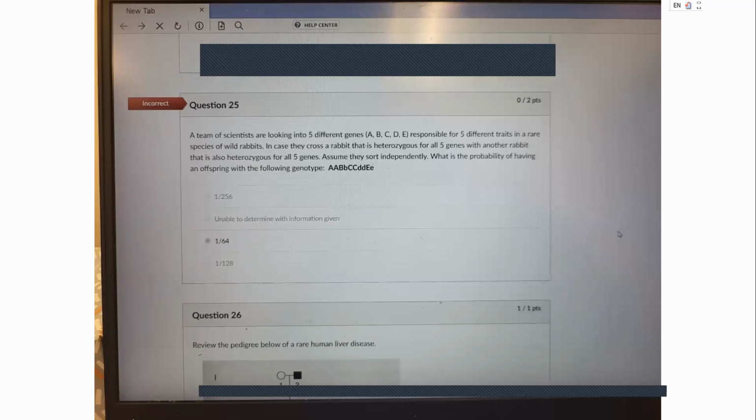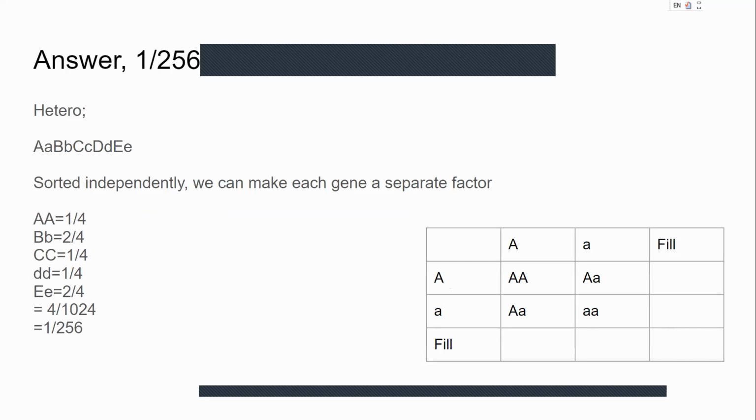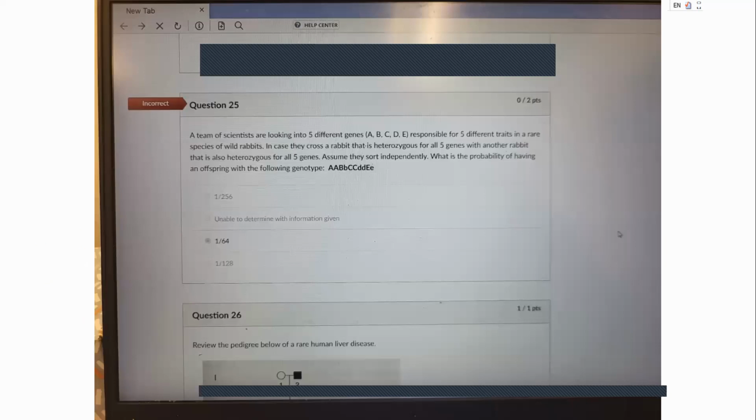Lastly, is a question on 5 different gene associations of the rabbit. What's given to us is that the rabbits are heterozygous for the gene, which means that they will all have one capital and one lowercase, and they are all sorted independently. So we can make each gene a separate factor. When doing the math, as the Punnett square showed, two capitalized genes would be a 1/4 chance. The heterozygous would be 2 out of 4, and so on. When we multiply the fractions together, we get 4 out of 1,024. When we simplify that, it would be 1 out of 256. And that correlates to the answer in option A.